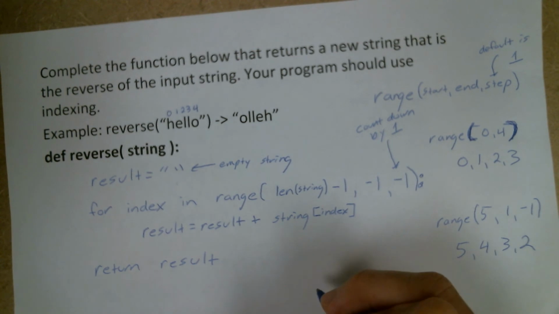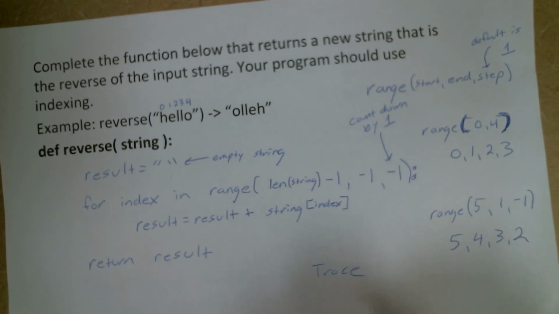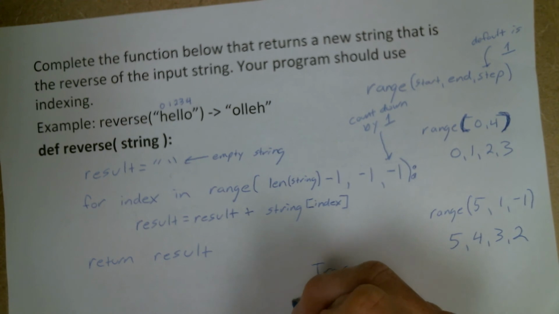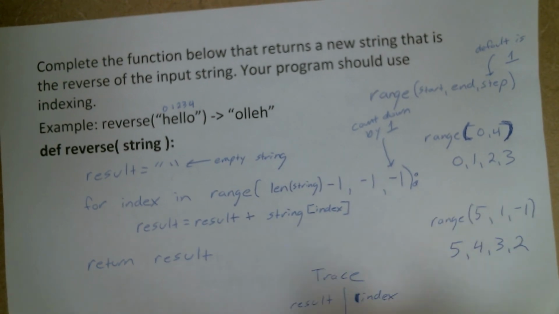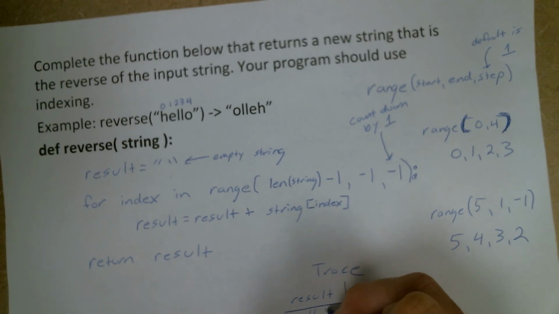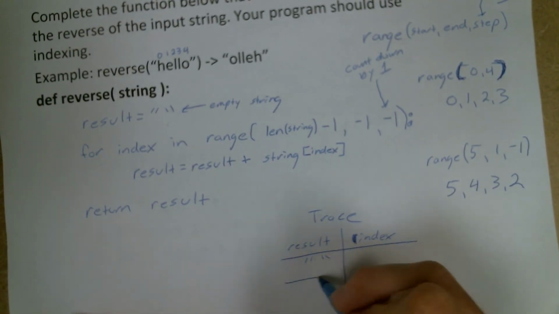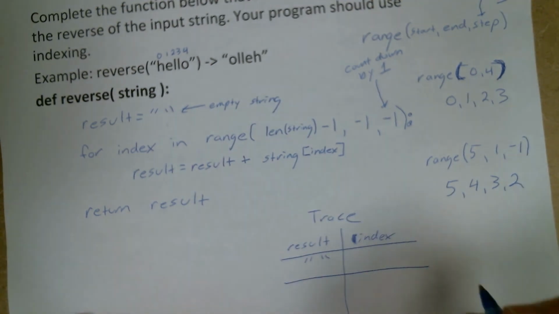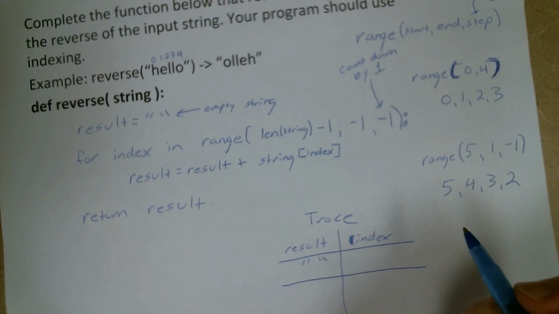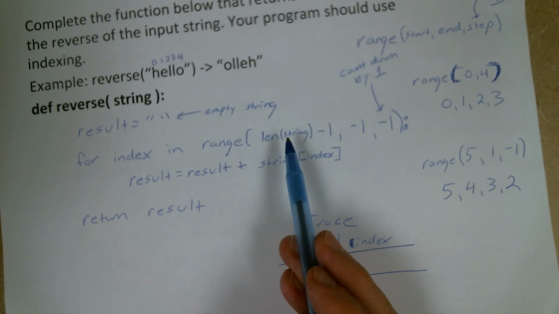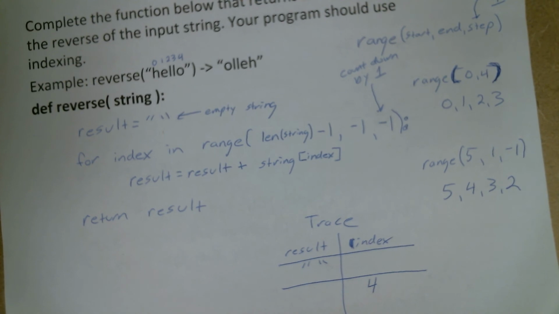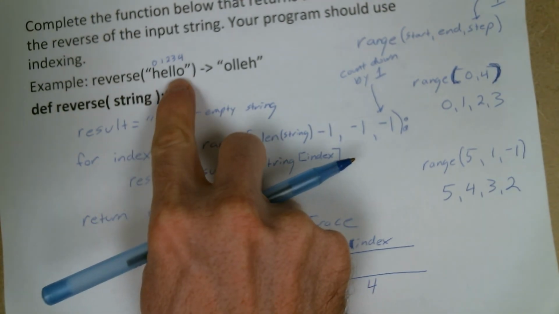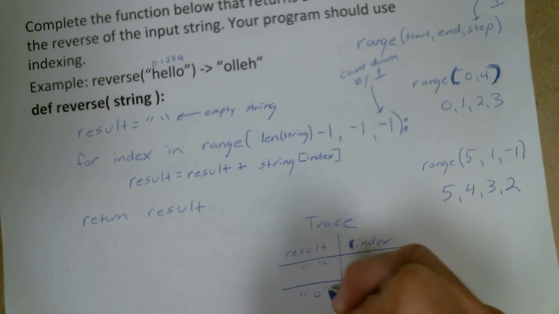All right, so again, if we were to trace this and think about what's happening, you've got your result variable and your index variable. At the very start, result is empty. Then if we're sending it the word hello, our first index is going to be the length of that string, which is 5 minus 1. So it's going to give us an index number of 4, which gives us the letter O.